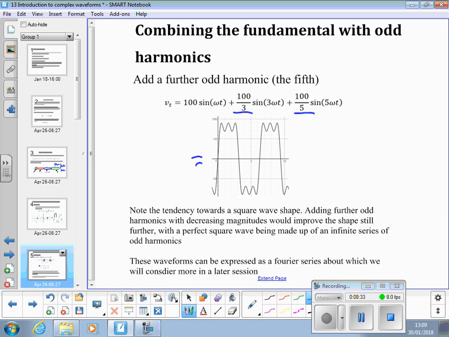What we could note there is there's a tendency for the resultant waveform to move towards a square wave shape. If we added a seventh harmonic on there, we'd end up even closer to what looked like a square wave, and the ripple top and bottom would gradually get smaller and smaller as we added more and more odd harmonics. And in actual fact, if you consider an infinite number of odd harmonics being added on, you'd have a perfect square wave.